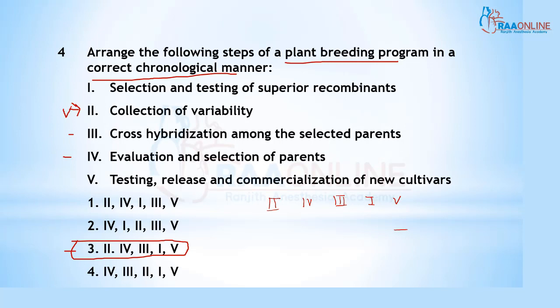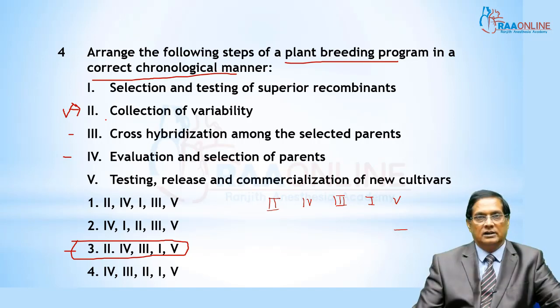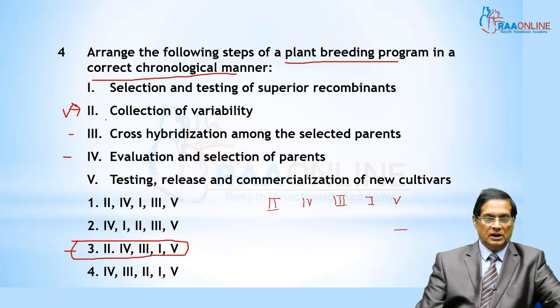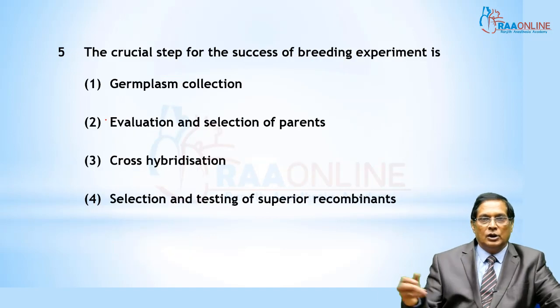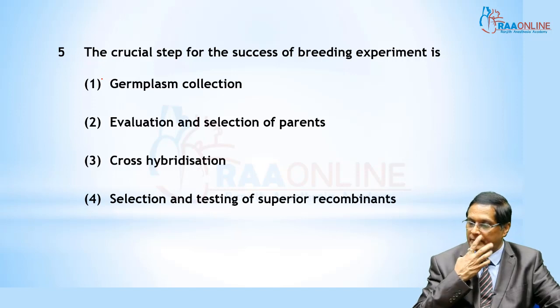First one, collection of variability, that is germplasm collection, that is desirable traits either from the same country or from outside. A collection may be indigenous, a collection may be exotic. And after that their evaluation is done, then evaluated parents are crossed, then testing, and finally release. Crucial steps for the plant breeding program.